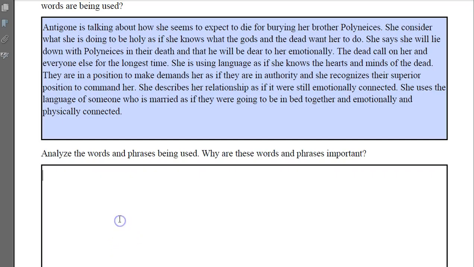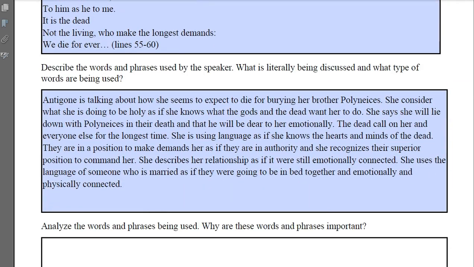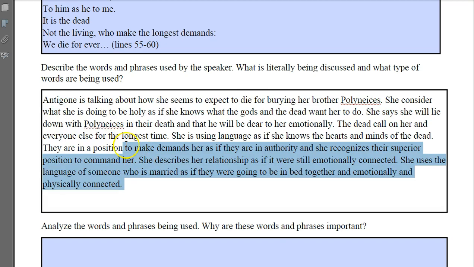And when you get to this third stage, you've got the quotation first, then you describe it, and again, make sure you say what are they literally talking about, and then what type of words are being used. That's what I did here. First two stages of the metaphor machine are right there.